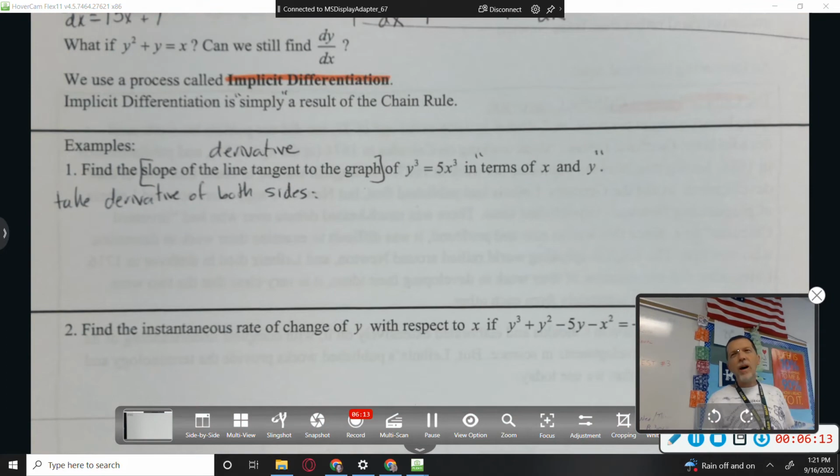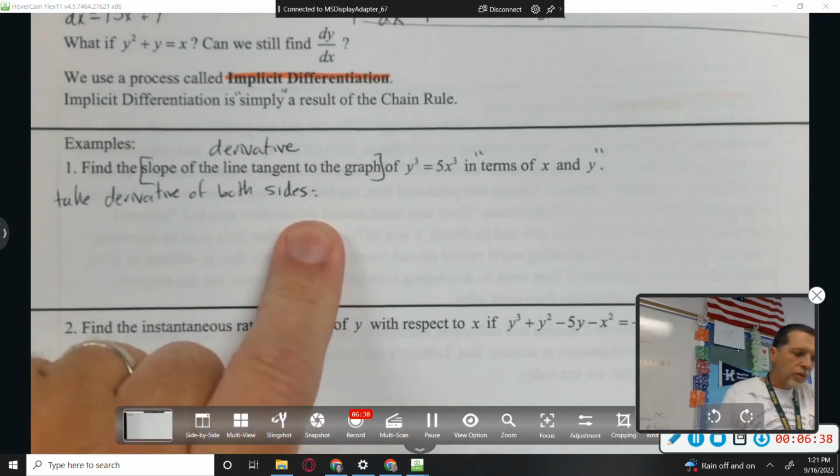That may sound weird, but you can add that to the list of things you can do to both sides. Like my oldest is in 7th grade. He's doing 2-step equations right now, so he's learning to add 7 to both sides. And then 2 steps later, he'll divide both sides by 5. Simple stuff. Later on, you learn to square both sides or square root both sides. Yeah. You've done that. Now we're going to take the derivative of both sides.